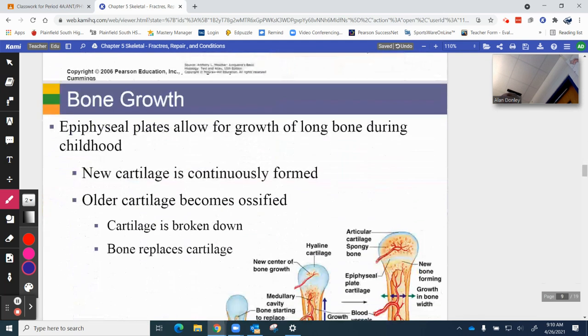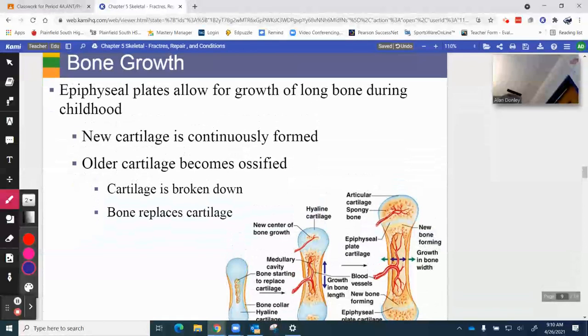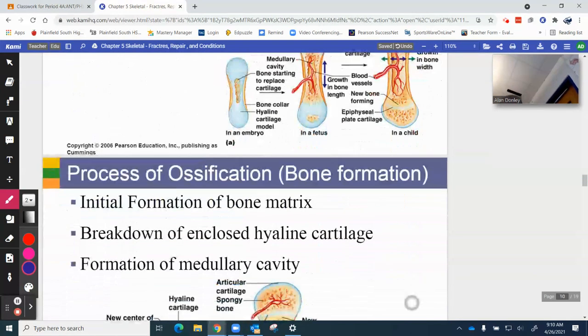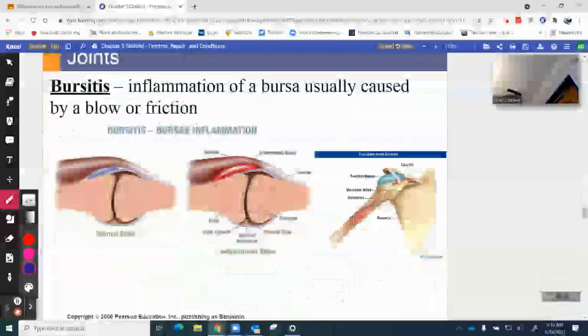Okay. We talked a little bit about this earlier, this bone growth that happens at those epiphyseal plates. Those are the growth plates. All right. Bone gets added essentially to the ends. All right. Doesn't really get added in the middle there. Okay. I'm going to skip a couple of these. We don't really need those.